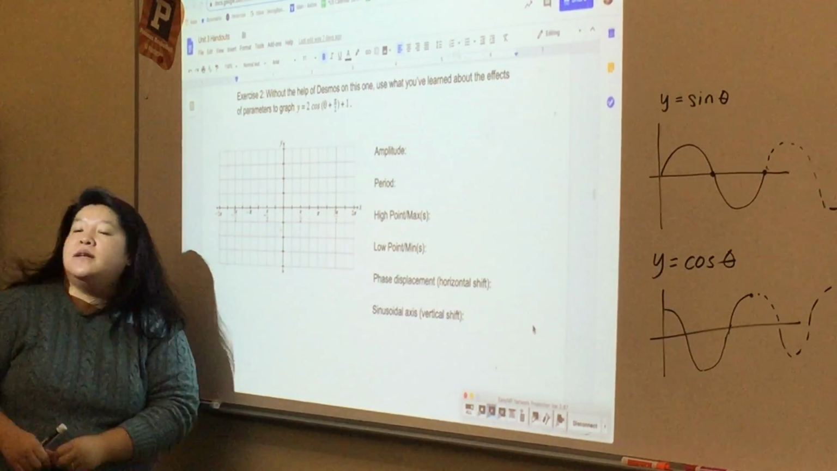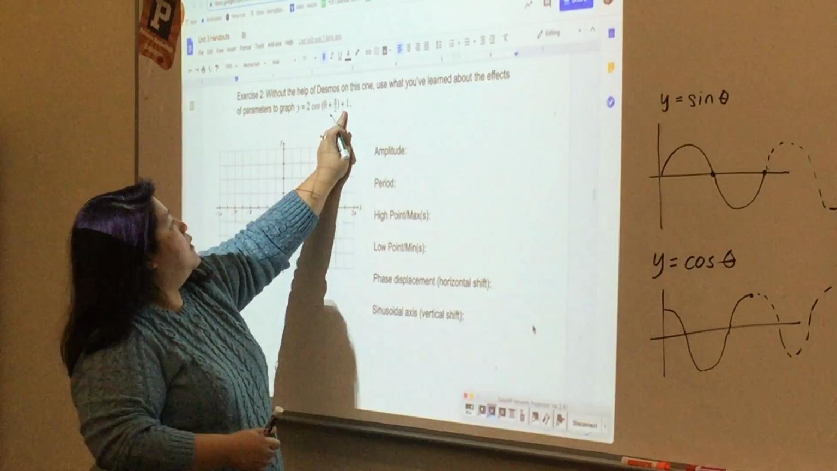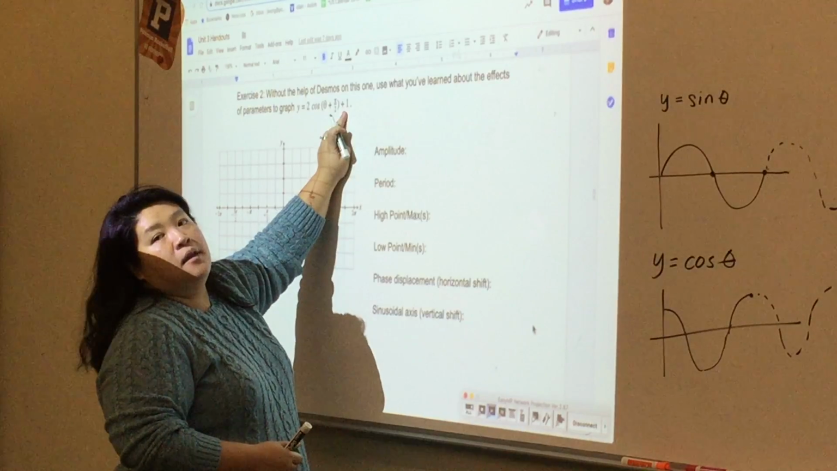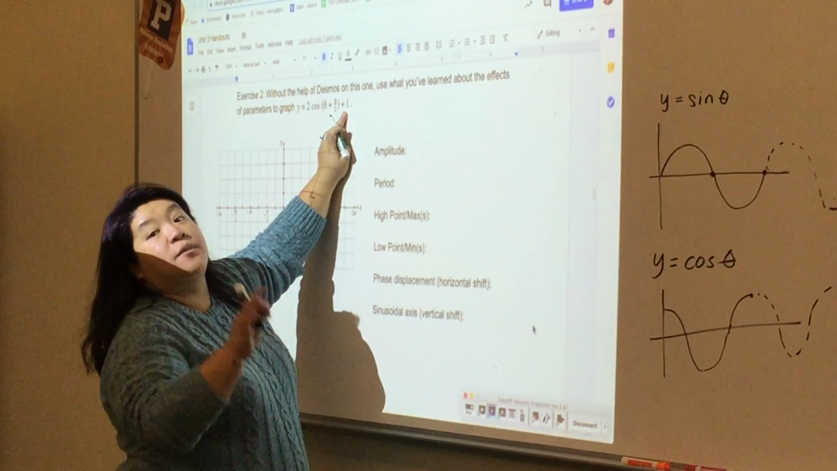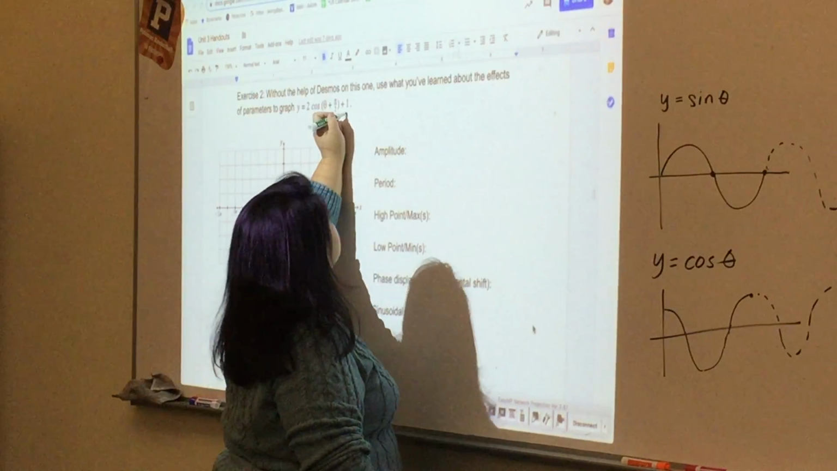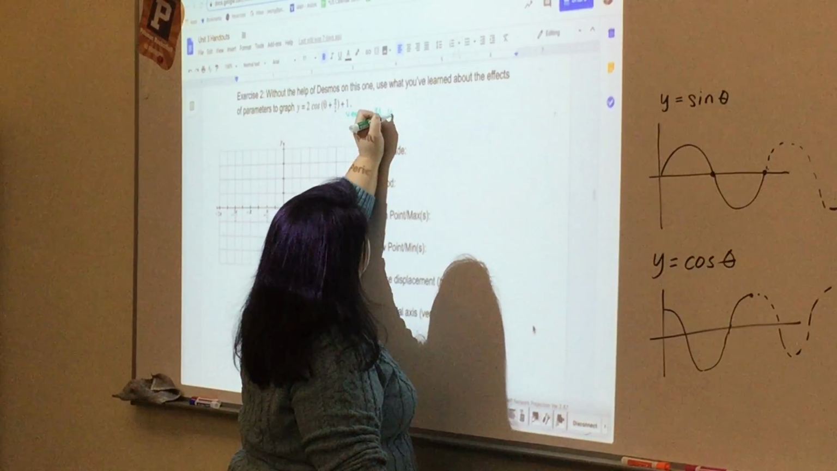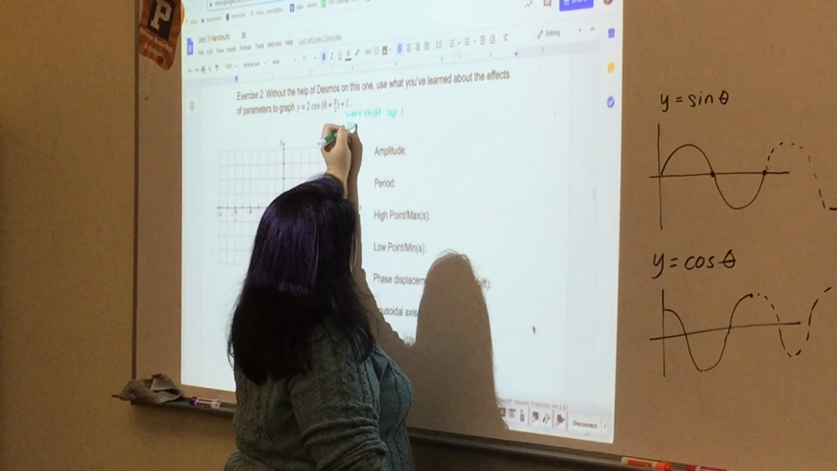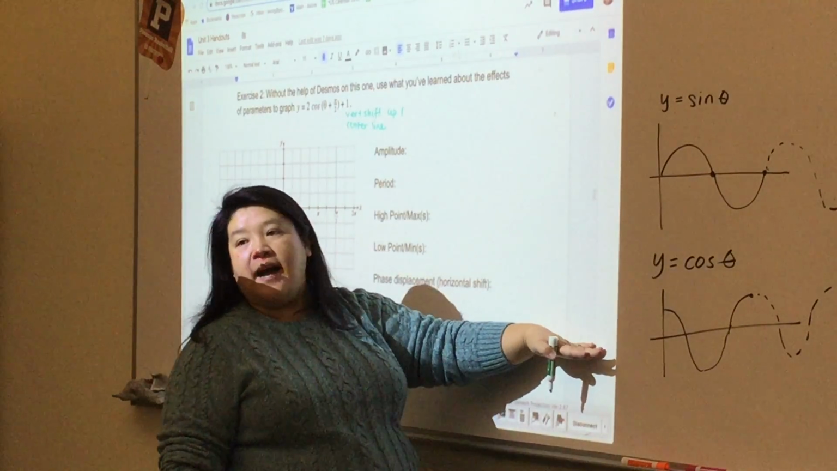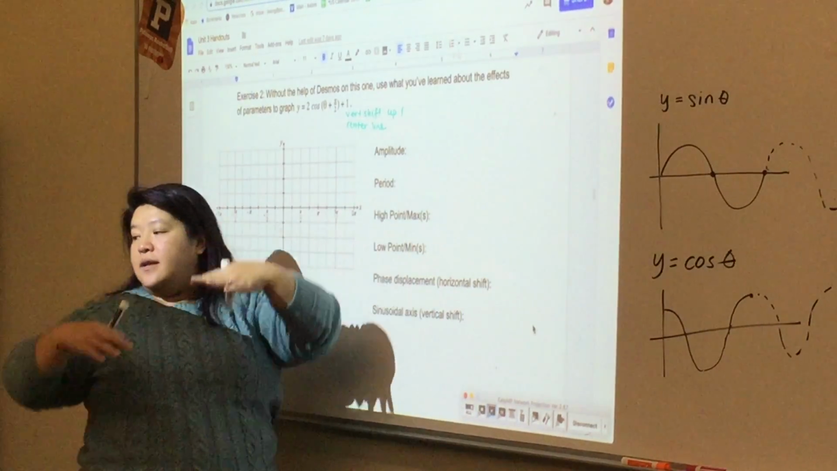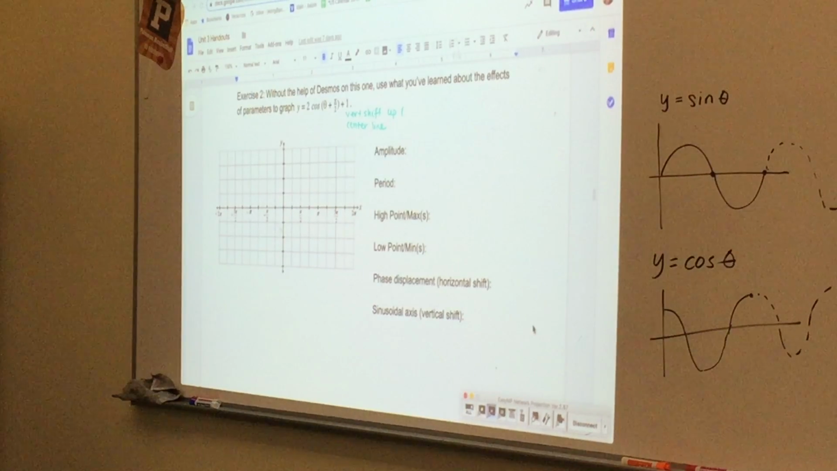What do you see? Natalie? Well, when you're adding one, that's going to move the amplitude up one, like the center line. It's going to move the center line up. Good. Okay, so this is a vertical shift, up one. We can say the center line moves up one, because the center line starts at the x-axis, but now that up one is a shift up, so the center line moves up. What else happens?